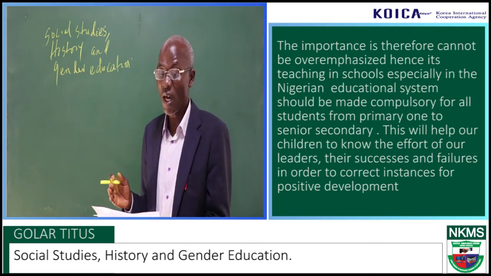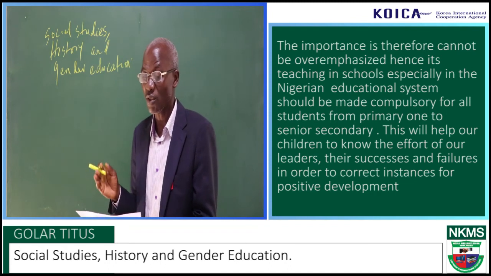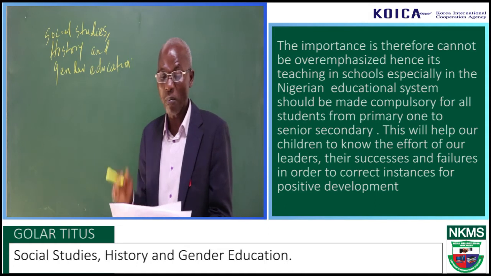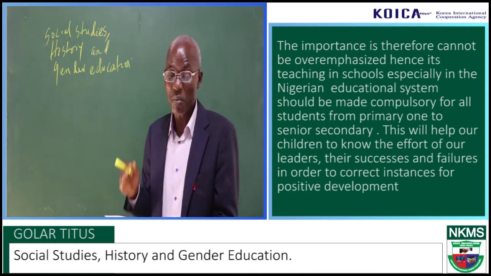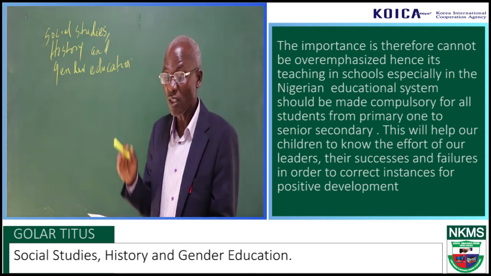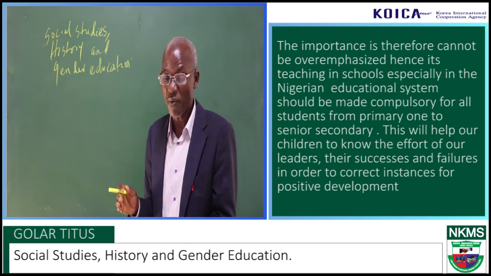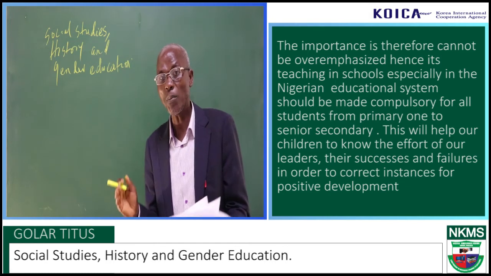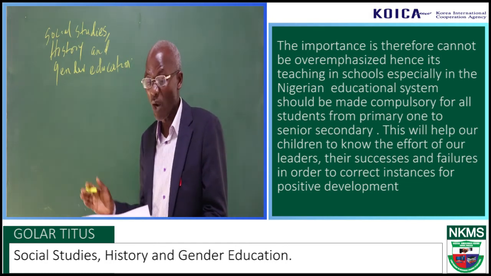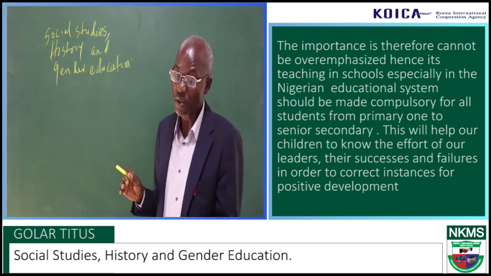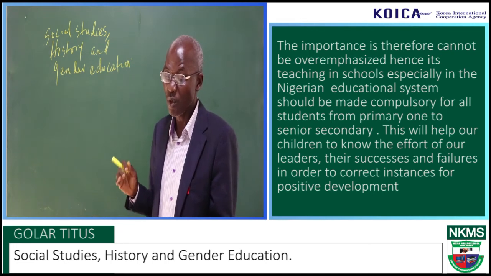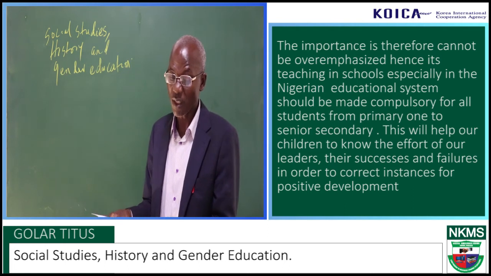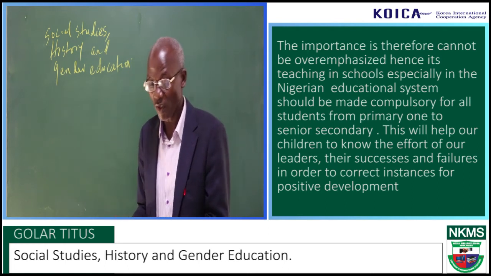The teaching of social studies in our schools, especially in the Nigerian educational system, should be made compulsory for all students from primary 1 to 6, junior secondary school JS 1 to 3, and then SS 1 to 3. That will help our students to know where we are coming from and where we are going to. This will help them to know the efforts of our leaders, their successes and failures, in order to correct instances for positive development.